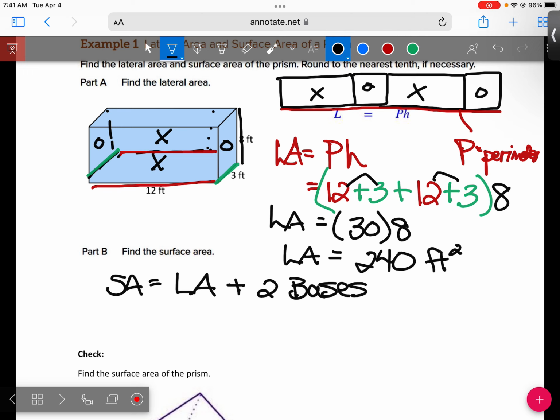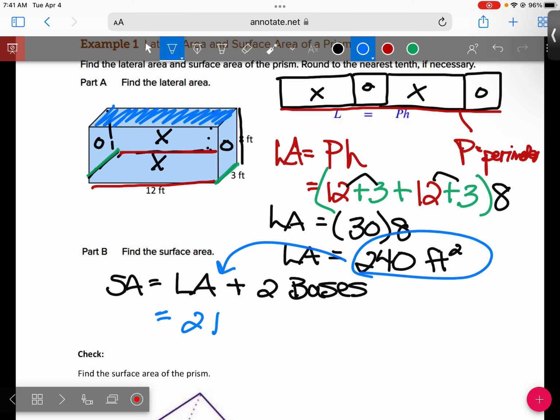Okay? Usually they are on the top and the bottom. With this, it's a little bit trickier because we could have used any of these. But here's my top, and the bottom is going to be the same on the opposite side. So lateral area is 240, so I'm going to substitute that in, plus 2 times the area of my base.